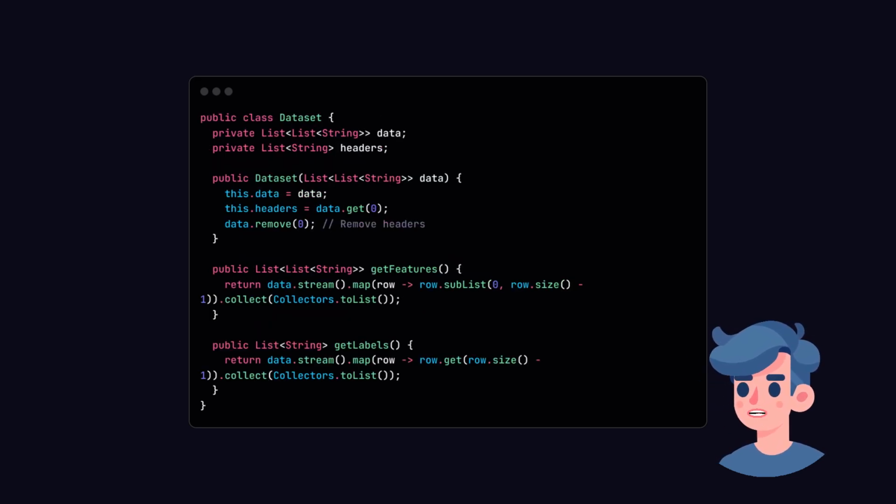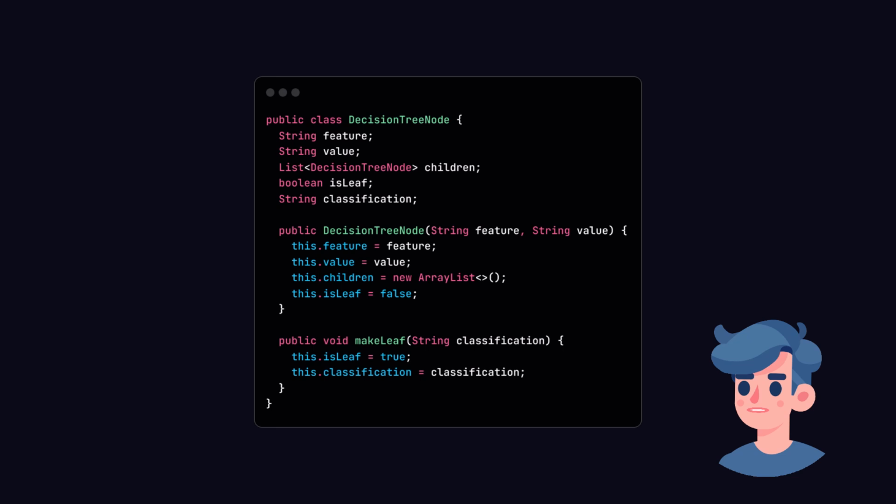Once we have the dataset loaded, we want to separate the features from the labels. We can do this with a helper method. With the dataset ready, we can now start building our decision tree. We will create a class called DecisionTreeNode, which will represent each node in the tree. It will store the value of the feature, the child nodes, and whether it is a leaf node.